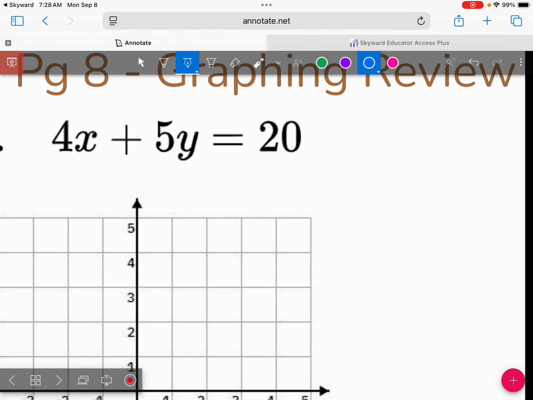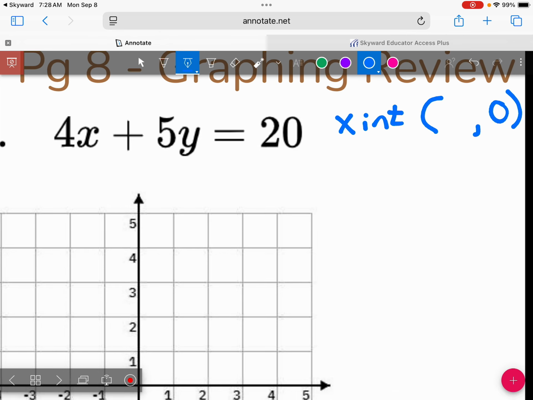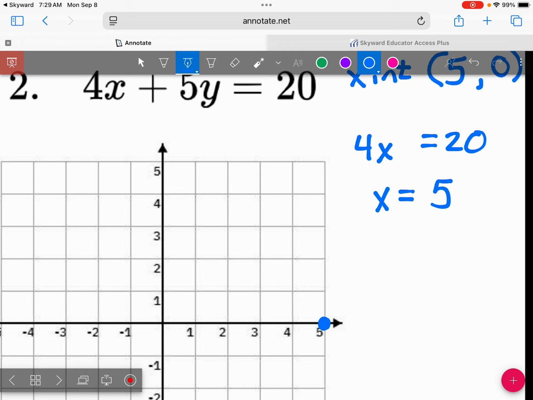Because our x-intercept, that's when I want to know what x is, because I know my y is going to be 0. If I substitute in 0 for y, we're going to get 4x plus 0 equals 20. Because if I put a 0 in right here, 5 times 0 is 0, that part goes away. We just get the 4x equals 20. So my x-intercept is going to happen at 20 divided by 4, which is 5. So my x-intercept is at the point 5, 0. So that means my x-intercept is right here.